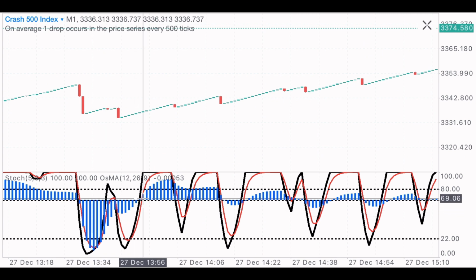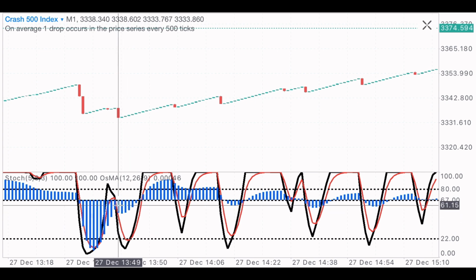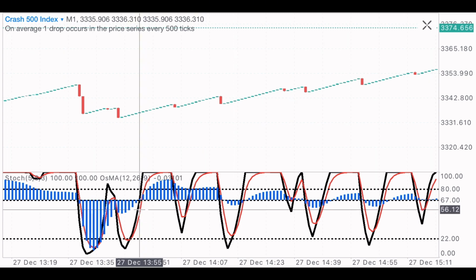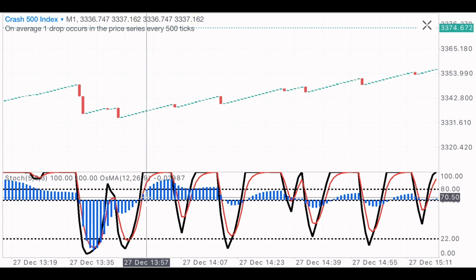Okay, like you see here at this point, after the spike inside the moving average of the oscillator, this is the spike, you place a buy. Then you exit when it has crossed the stochastic oscillator. Okay, then when it crosses the stochastic oscillator in an uptrend again, you place a buy.